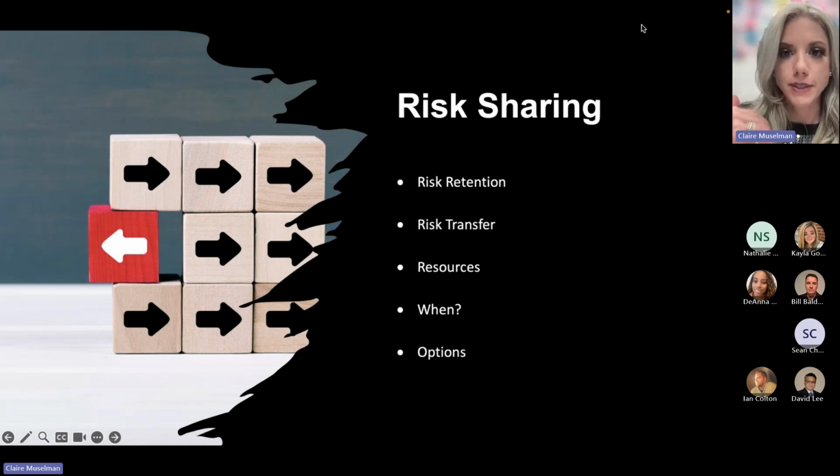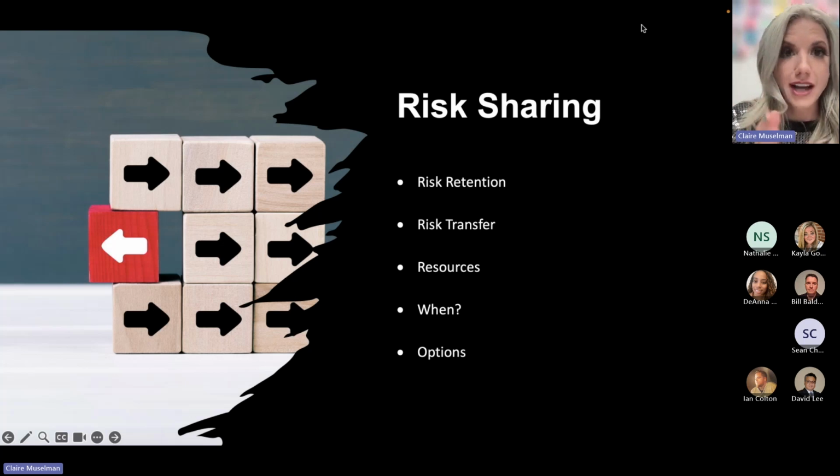So we've just talked about risk retention and risk transfer. The resources that come into looking at this risk sharing is where we start to look at a couple of different areas along the insurance space. So we first need to look at what resources are available. Do we have company cash flow? Do we have assets? Have we borrowed? And what do our stockholders say?